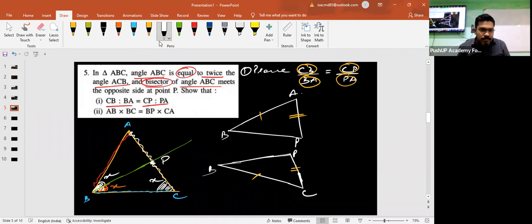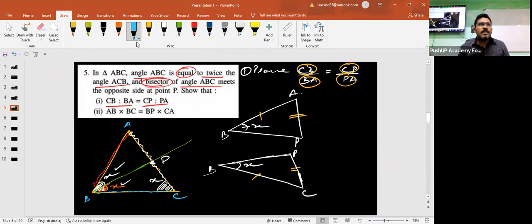If you notice, angle ABP is what? X, isn't it? So I will label that X over here. Angle PBC is what? X. So I will label that also over here. One of the angles in both the triangles are equal. Then, if you notice, angle where is the angle? Are we missing something?